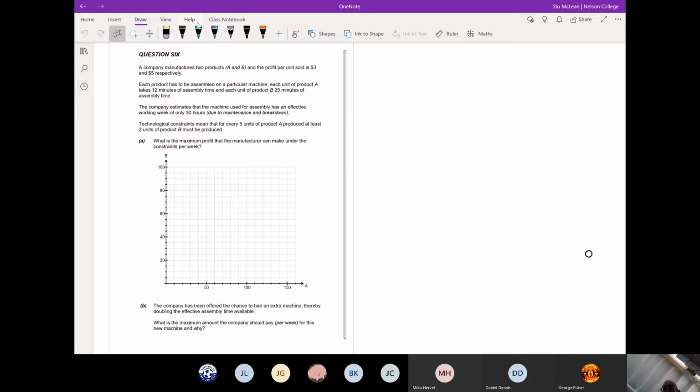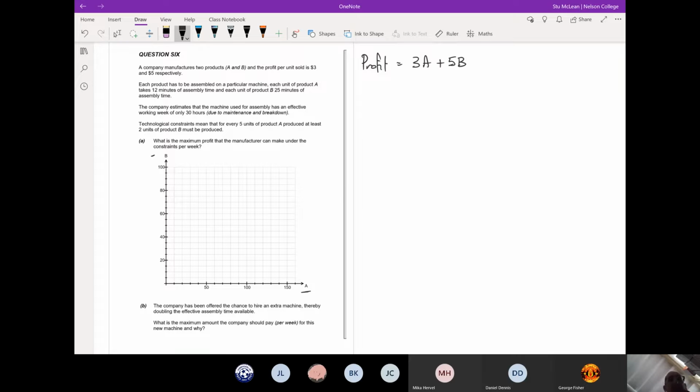So straight away we can write our profit equation for this. We've got two things, we'll call them A and B. So profit equals 3A plus 5B. That's our first equation. And on our axes, we've got A on the horizontal and B on the vertical.